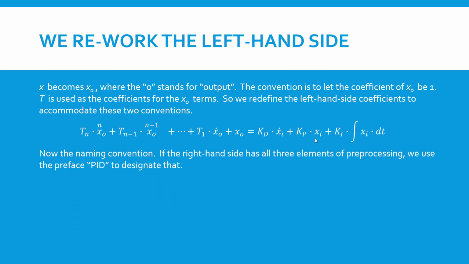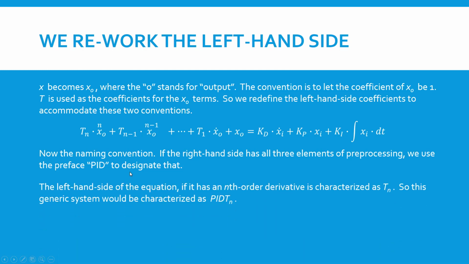Now we're going to talk about the naming convention a little bit. The right-hand side of the equation, as we've seen here, has all three gains. So this is a generic complete form. And if we had a situation like this where we had all three, then we would designate that as PID. On the left-hand side of the equation, we see that we have the nth order derivative of XO, and we indicate that by naming it T sub n. So this generic system here is a PIDTN.